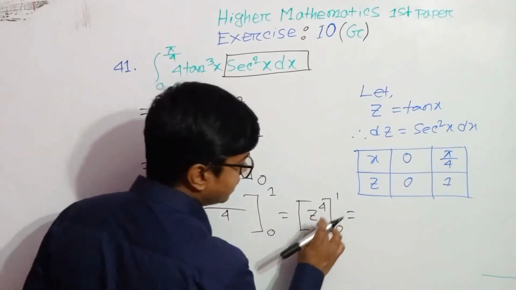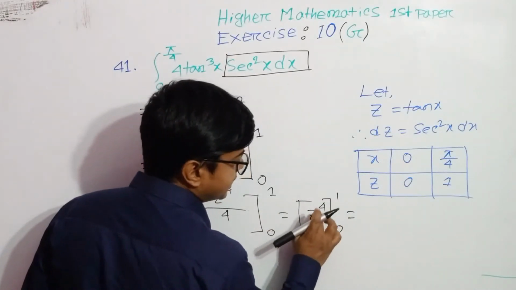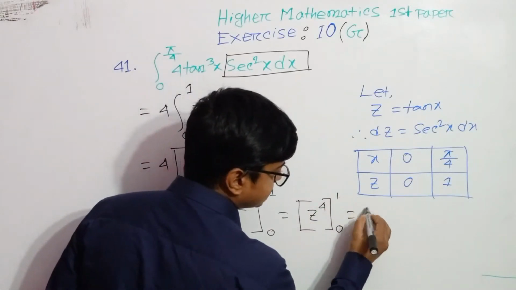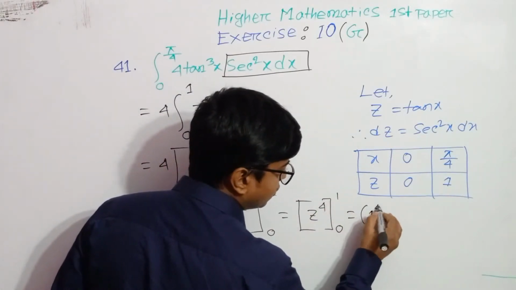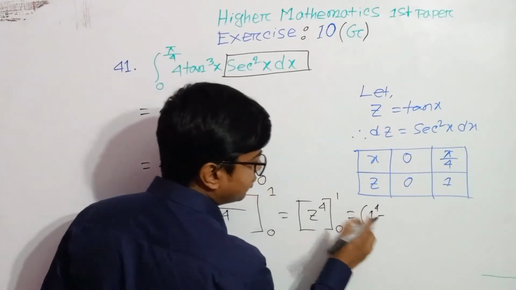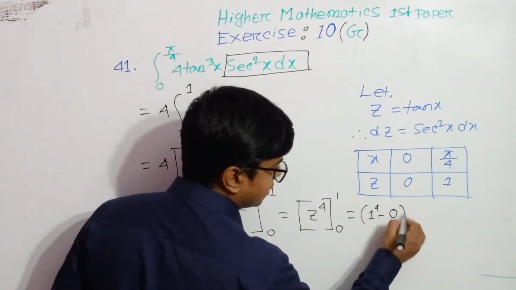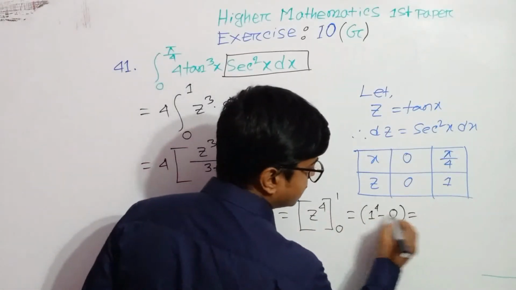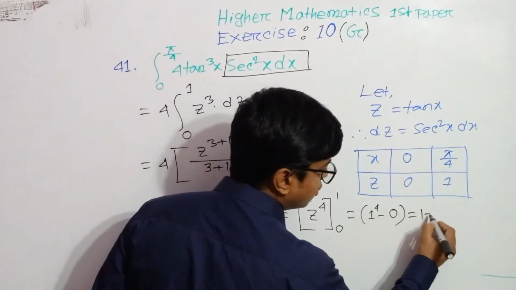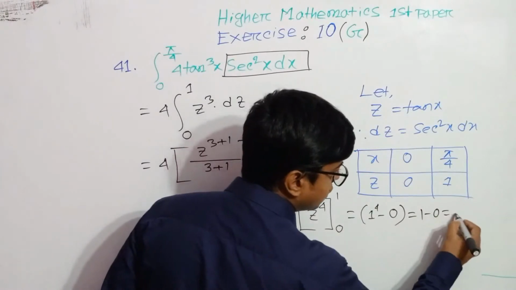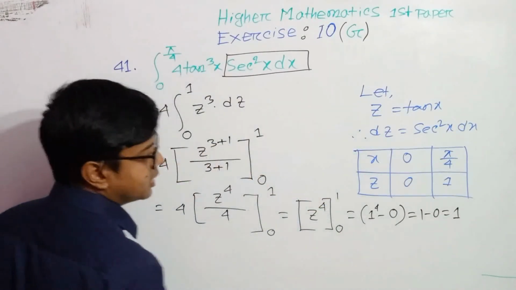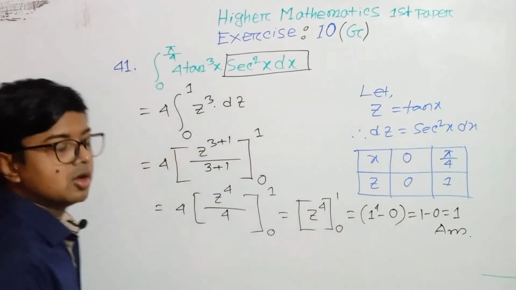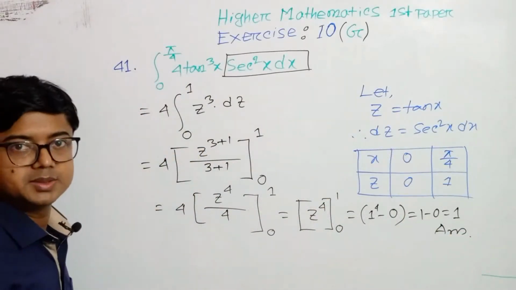And now putting here z equals upper limit 1. So 1 to the power 4 minus 0 to the power 4, which means 0. So 1 to the power 4 minus 0, that means 1 minus 0 equals 1. Here this is the required answer of question number 41.